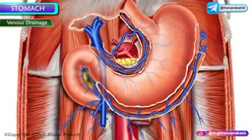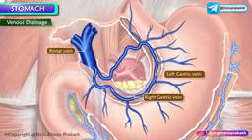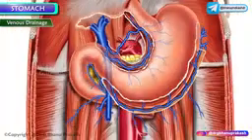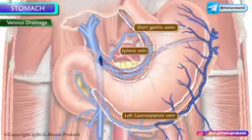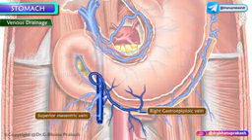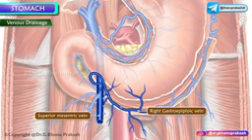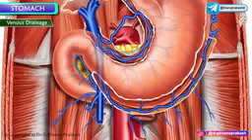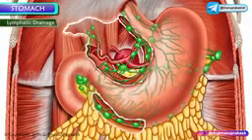And next is the venous drainage. Right and left gastric veins drain into the portal vein. The left gastroepiploic vein and short gastric veins drain into the splenic vein, and the right gastroepiploic vein drains into the superior mesenteric vein. This is what you need to know about the venous drainage of the stomach.